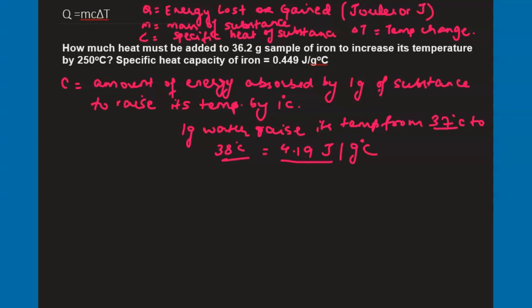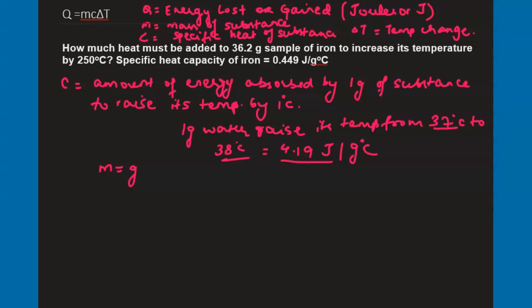Now since we all understand what specific heat capacity is, our units for mass will go according to the specific heat capacity. So our mass needs to be in grams if we want to use the specific heat capacity unit in joules per gram degree Celsius. Temperature change has to be in degrees Celsius.